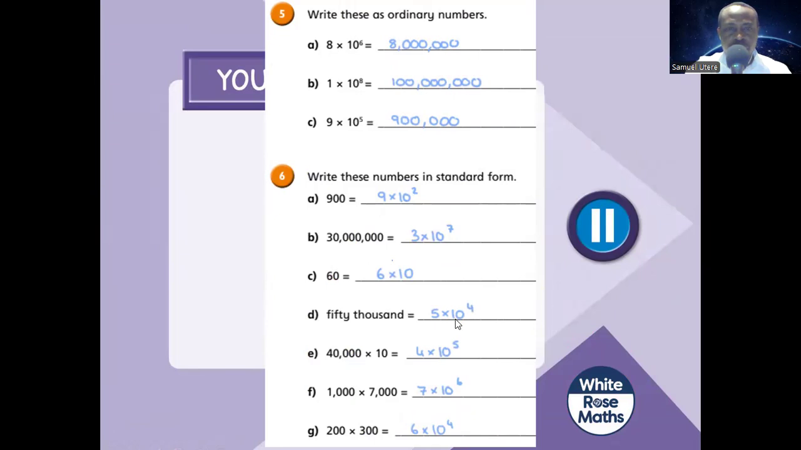Question 6, you were asked to write these numbers in standard form. And you can see we followed the rules here, and that's how you write numbers in standard form. This last one, you can write it in standard form before you do the multiplication, or you can do the multiplication and still write your answer in standard form.